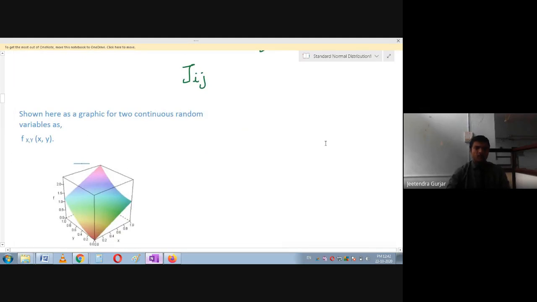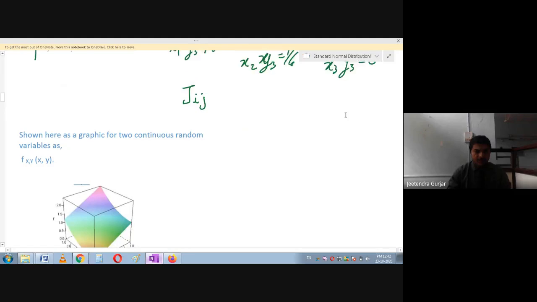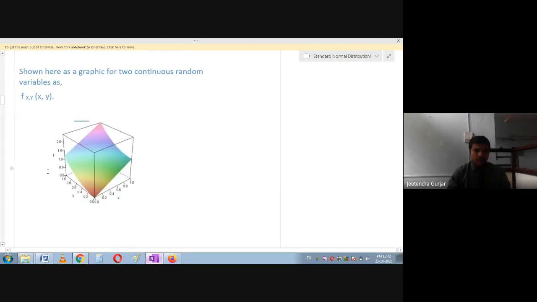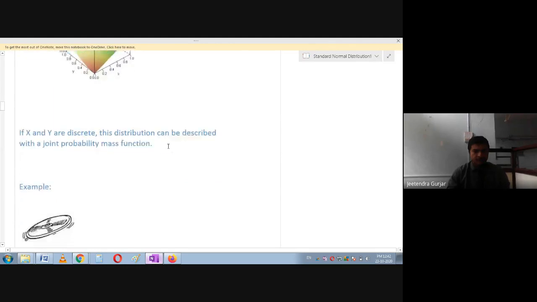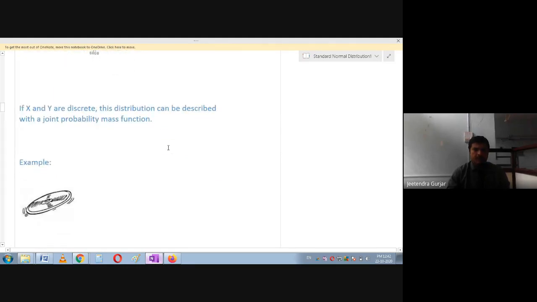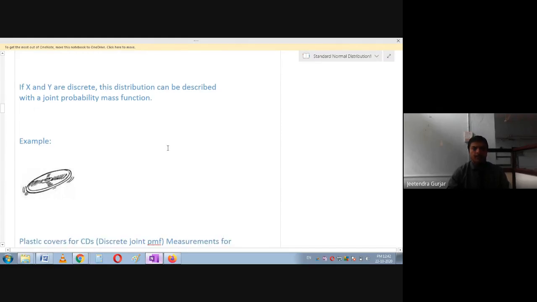You can see shown here a graphic for two continuous random variables as f of x, y. So you can see there are two functions. Whenever it is a continuous random variable, you can have this; I have just given one example for continuous random variables. But remember, if x and y are discrete, this distribution can be described with a joint probability mass function.